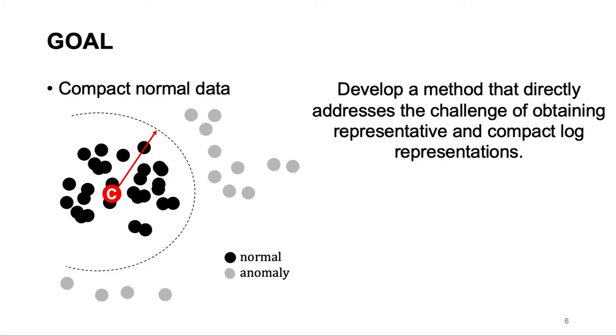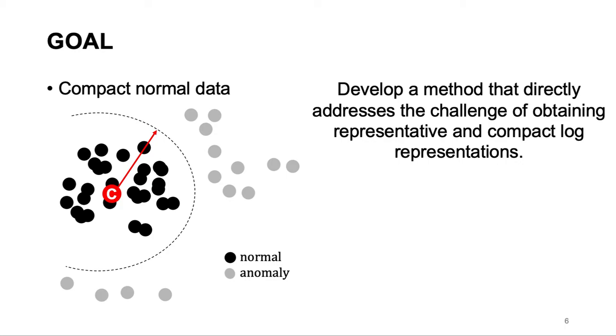and for that we have defined a goal. The goal is that we want compact normal data, something as in the left image. Compact normal data means that we want all the normal points to somehow be concentrated around the center of some sphere. In a hyperspace it would be a hypersphere. In a 2D space it would be a simple circle like here.